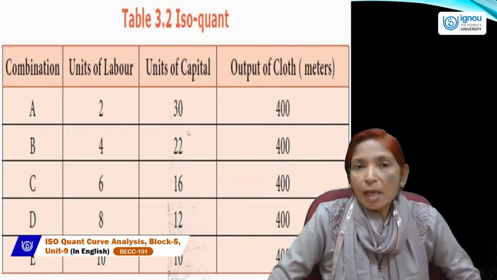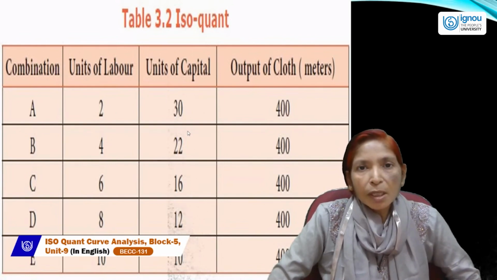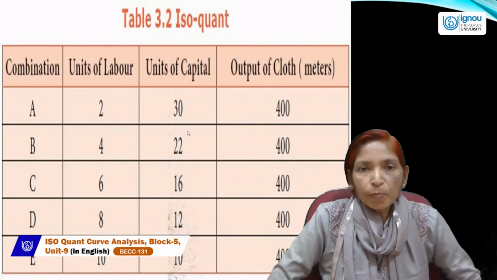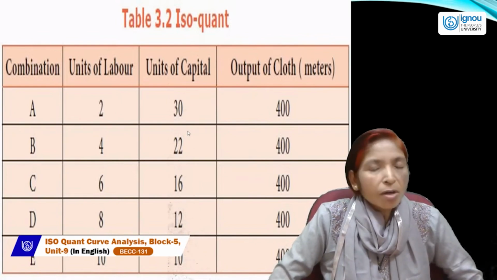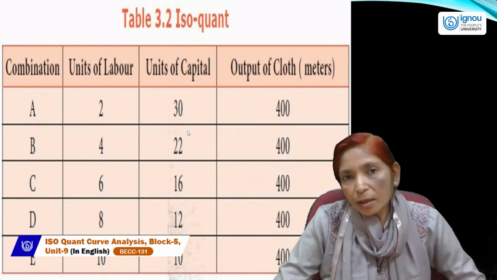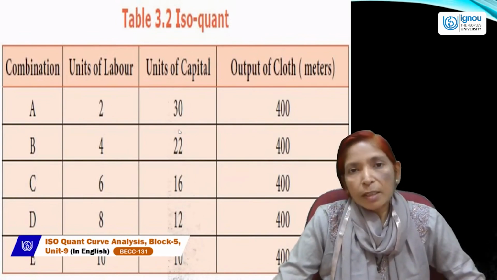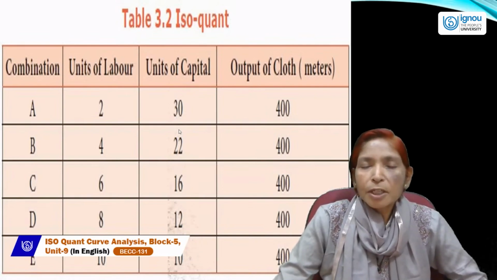And if this rate is the same, it means we are increasing the units of labor and decreasing the units of capital by the same ratio. In this case, the isoquant curve will be a straight line, negatively sloped, and it will not be convex or concave. So an isoquant curve may be a straight line, convex to the origin or concave to the origin. Its slope depends upon the marginal rate of technical substitution.